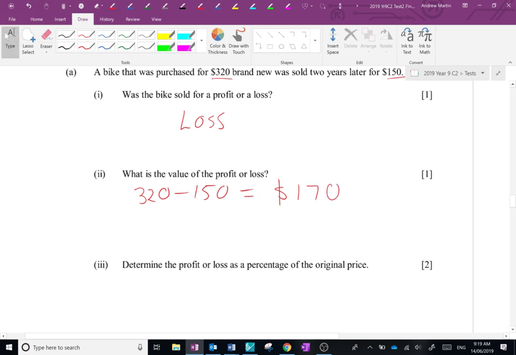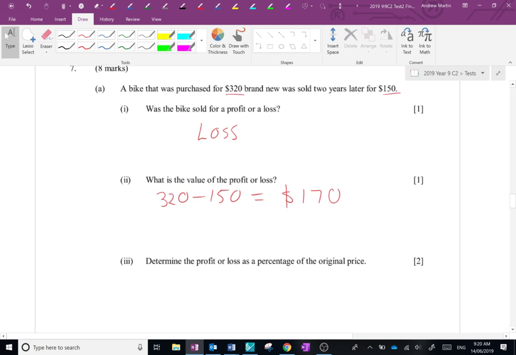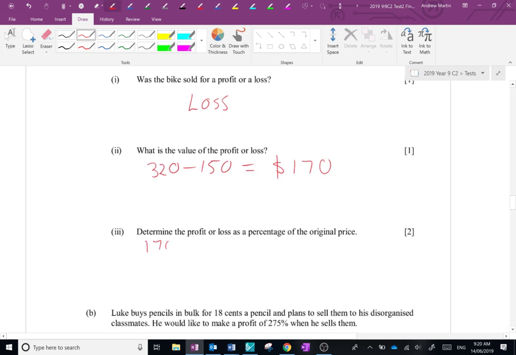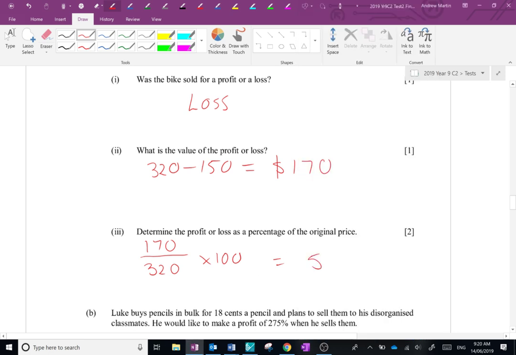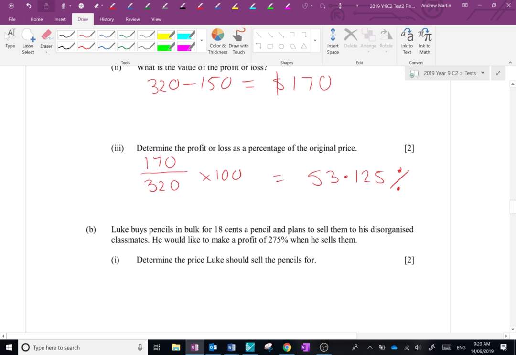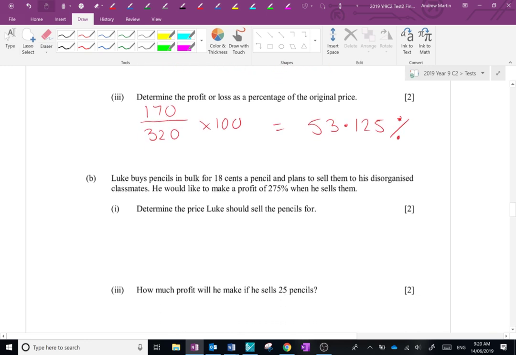Determine the profit or loss as a percentage of the original price. Okay, so the loss is 170. That's a percentage of the original price, which is 320. And we multiply that by 100 because it's a percentage. So 170 divided by 320, multiplied by 100, it's 53.125%. So the bike has lost 53% of its value.